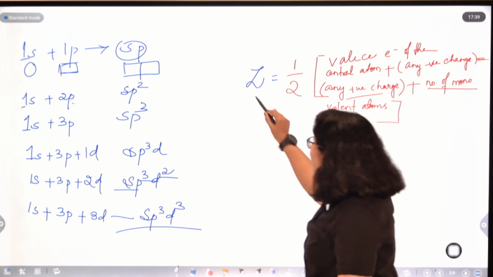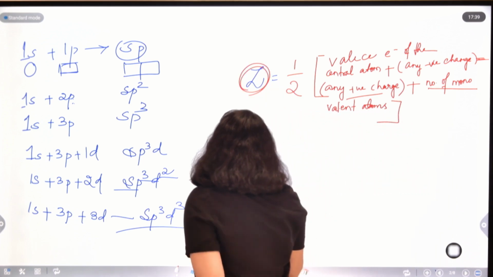Okay, how will you find the value of Z? For example, let me take NH3.